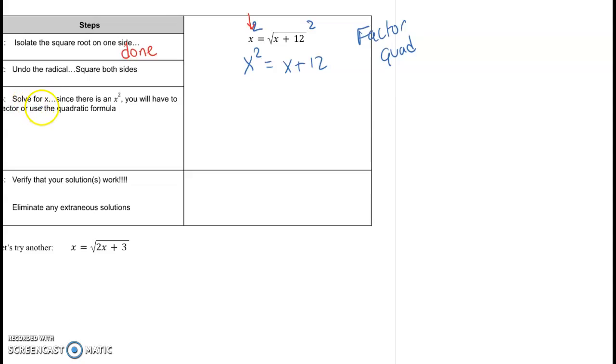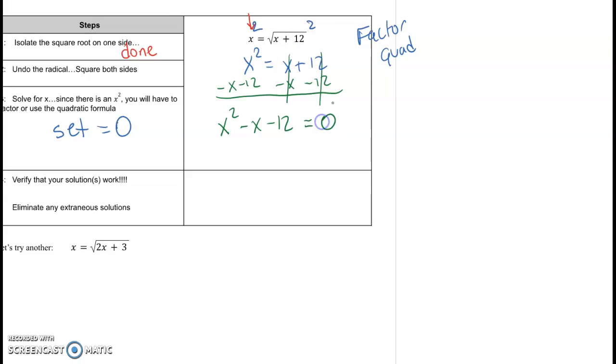So look at our step 3, solve for x. Since there's an x squared, you'll have to factor or use quadratic formula. Our thing to remember is make sure it's set equal to 0. So for this problem that we're going to work on right now, I'm going to subtract x and 12 over to the left side so that the x squared is positive. That's going to make it easier to factor for me.